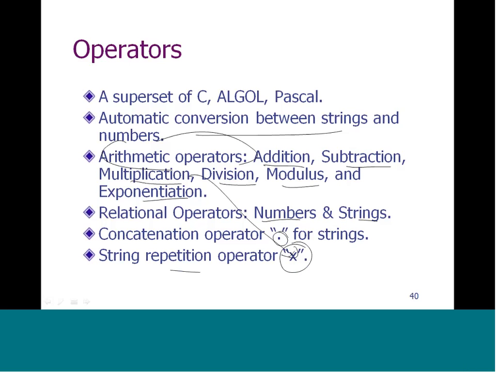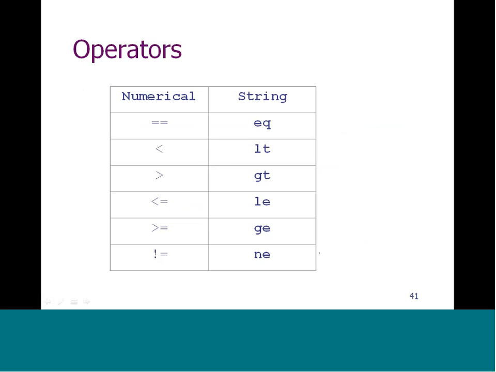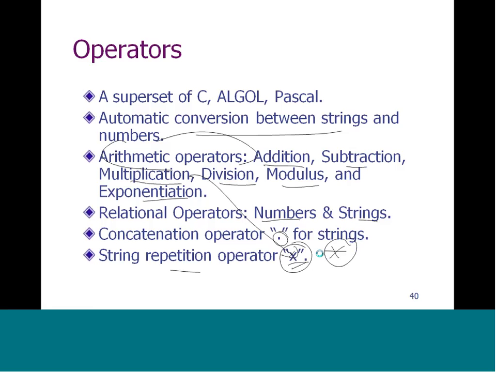The repetition operator works on strings, and it produces multiple copies of the string. The regular multiplication operator is the asterisk, the star symbol, which is Shift 8 on your keyboard. We'll see some examples of how to use them. Before that, let me talk about the relational operators.